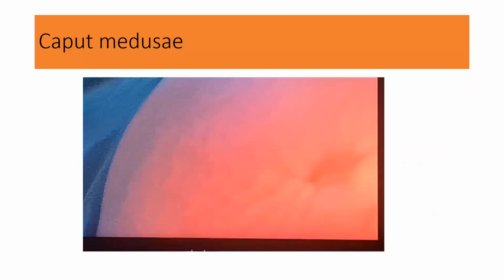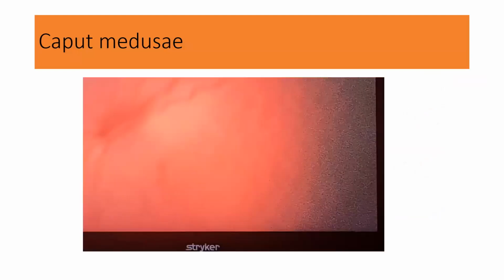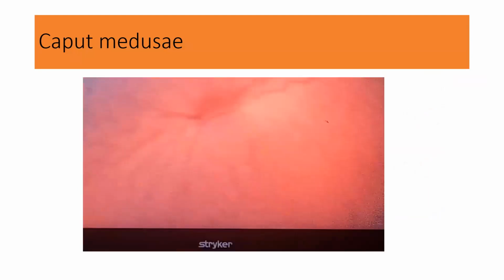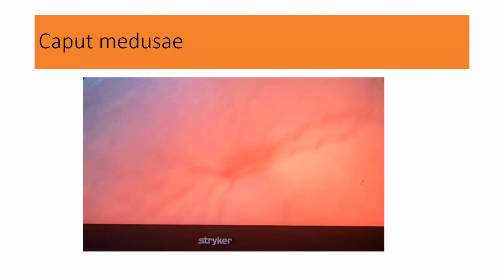We know from our undergraduate knowledge that around the umbilicus there is caput medusae. So where to put the port exactly in a patient with cirrhosis, we can know beforehand. These beautiful caput medusae are seen here.